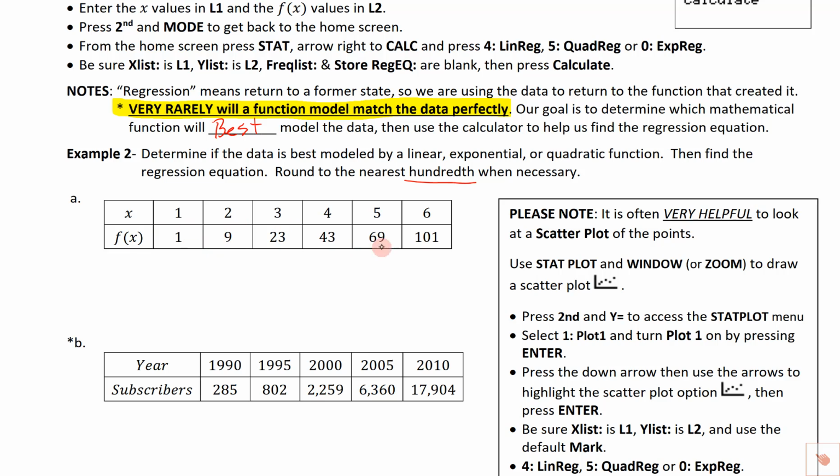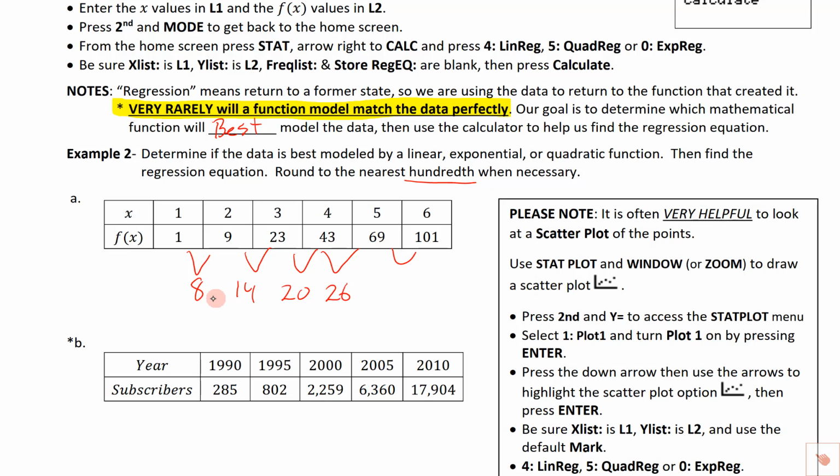So if we take a look at this right here, you'll notice that, gosh, it does not look like there's a very good pattern here. And we could spend the time going through something like this, and I'm actually going to do this on just this one. So I'm going to do 9 minus 1, so that's going to be an 8. 23 minus 19, so that's going to be a 14. 43 minus 23, so that's going to be a 20. And then 69 minus 43, that's going to be a 26.